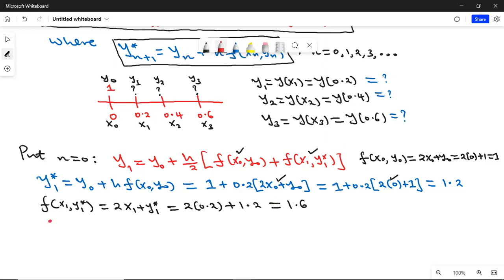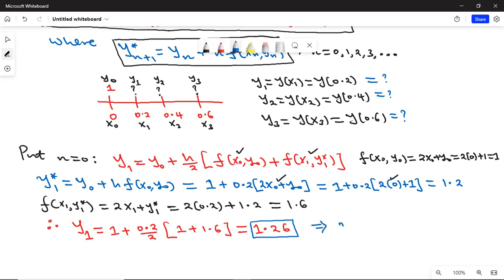So you can just say hence, or simply therefore, y1 is equal to y0, which is 1, plus h, which is 0.2 over 2, into f of x0, y0, that was 1, plus the other one is 1.6. So press this in your calculator. You need to get 1.26. So this 1.26 is the value of y when x is 0.2. So we have found it. So you can say this implies that y at 0.2 is equal to 1.26. So we have found this. This is 1.26. Let's proceed to find y2.